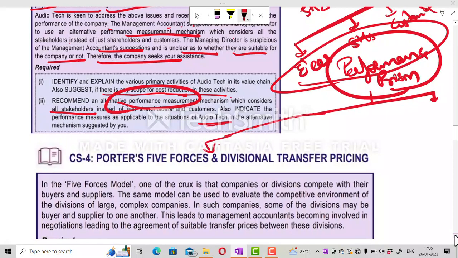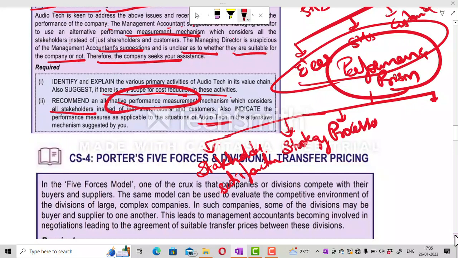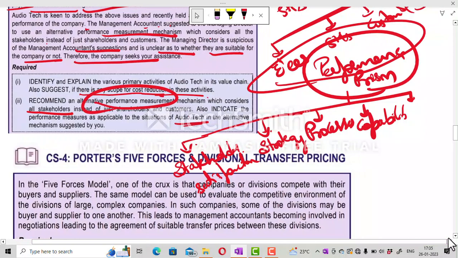The first one is stakeholder satisfaction. Next one is strategies. Third one is the process. Fourth one is capabilities. And the fifth one is stakeholder contribution. Okay, let's go in depth.